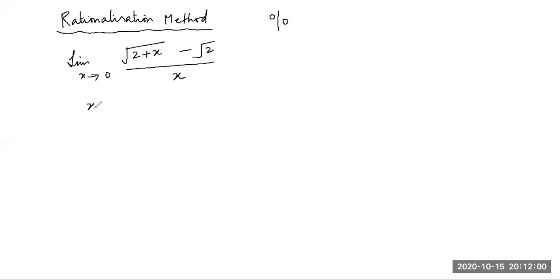Now see, when x is equal to 0, the function is of the form 0 by 0. So we would like to rationalize. How do we rationalize? We can rationalize the numerator by multiplying and dividing by its conjugate. So what's that? Root of 2 plus x, instead of minus, we'll write plus root 2, right? So we want to multiply and divide by this.